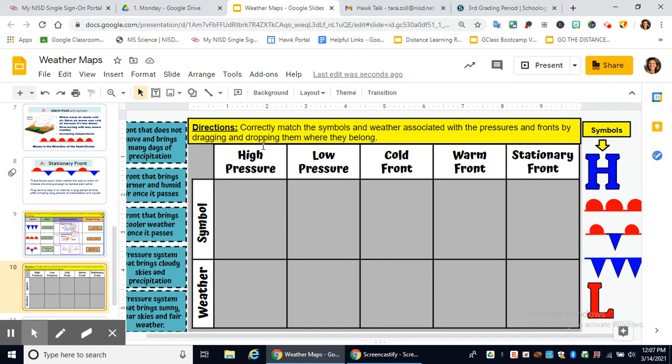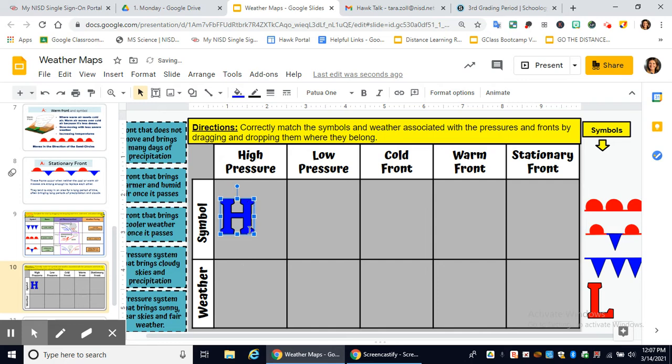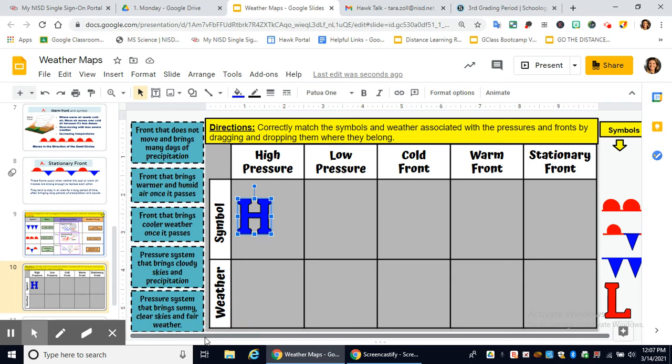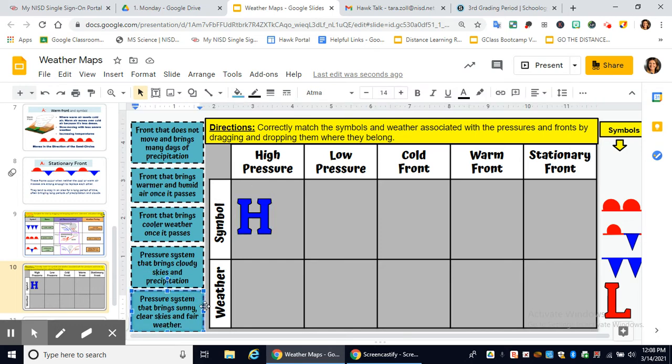Okay, and lastly, we're going to correctly match the symbols and weather associated with the picture and fronts by dragging and dropping where they belong. So high pressure, the symbol is an H. Okay, I'll just drag and drop that over. And the type of weather associated with high pressure. Remember, high pressure is when the air is dense, so it pushes down on Earth's surface, so clouds can't form. So it usually brings decent weather. So a pressure system that brings sunny, clear skies and fair weather. That sounds good here. So I'm just going to drag and drop that below here.